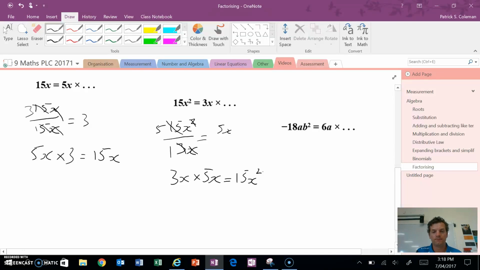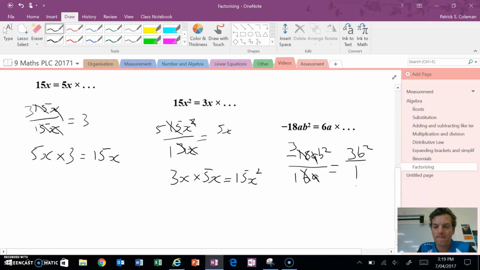One more example here. We've got negative 18ab squared, and we're told that one of the factors is 6a, so we'll put that over there. So 6 goes into itself once, it goes into 18 3 times. We lose the a's, so we're left with 3b squared over 1. Again, we know anything over itself is 1. So our factors of negative 18ab squared are 6a times 3b squared.